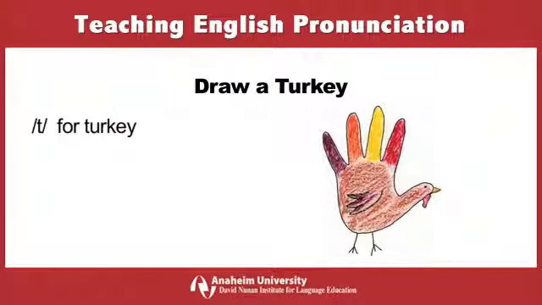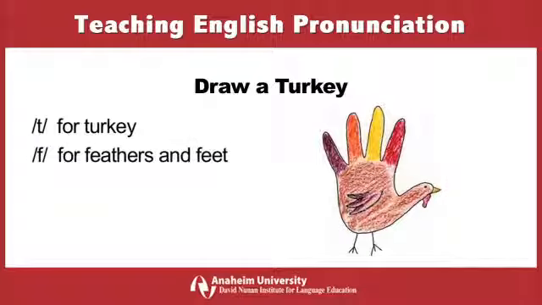Well, now how could you use that for some sound symbol correspondence? Well, you could select certain features and then perhaps look at the beginning sound. For example, you know it's a turkey. You could use that to focus on the t sound, t for turkey. You could then look at the individual parts of the turkey. The sound f, of course, corresponds to the beginning sound of the feathers and the feet. The sound w, for example, is the first sound in the word wings.